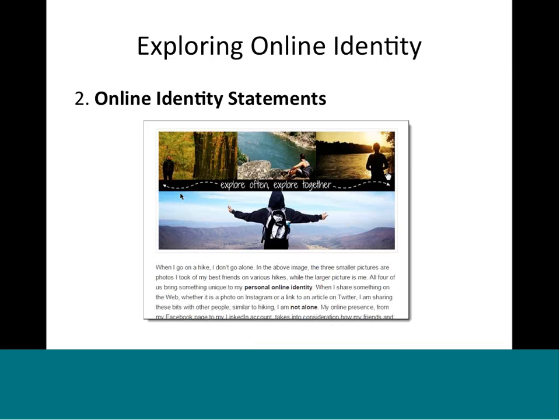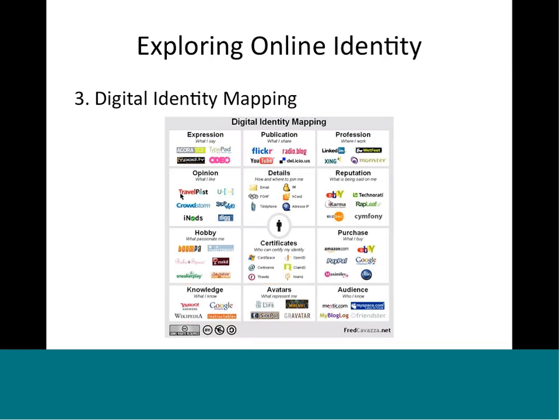The third activity is digital identity mapping, and you can ask students to use a simple tool like this to catalog their social media experience. This example is a digital identity mapping grid from Fred Caveza. Students can create a similar grid that maps out the different places that they inhabit online and then work from their grid to think about how the different parts make up their online identity.